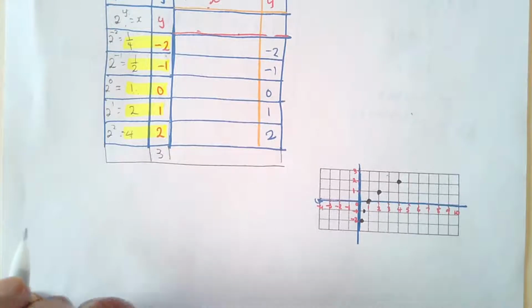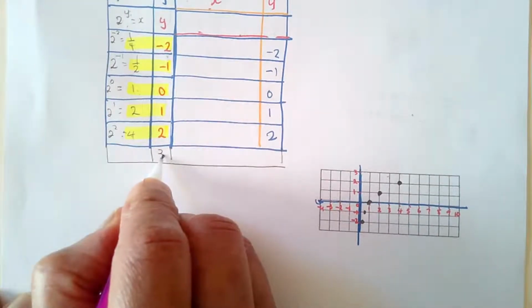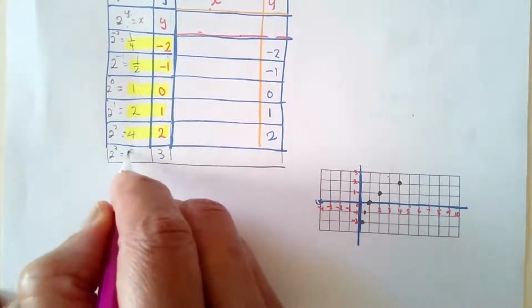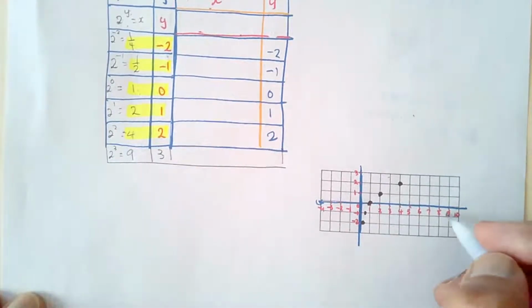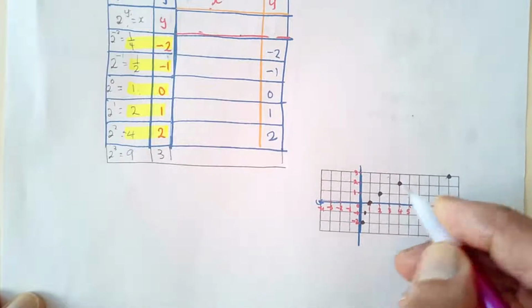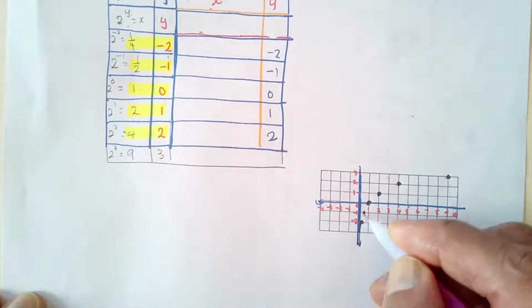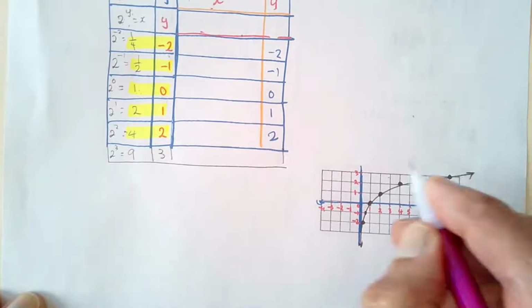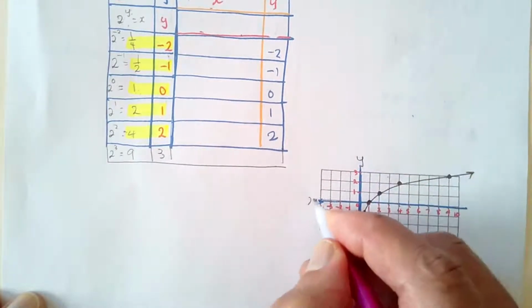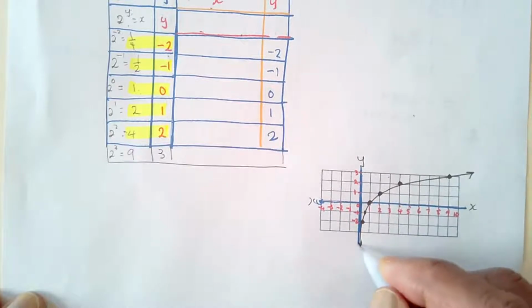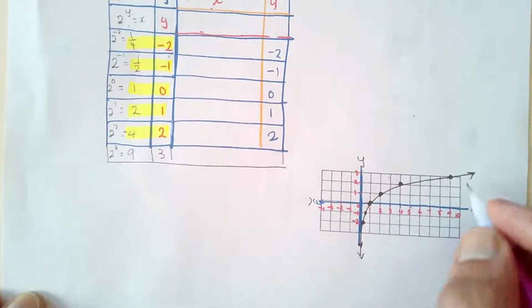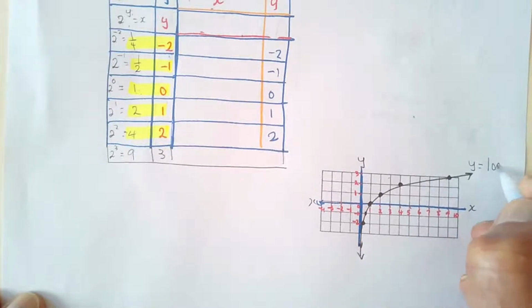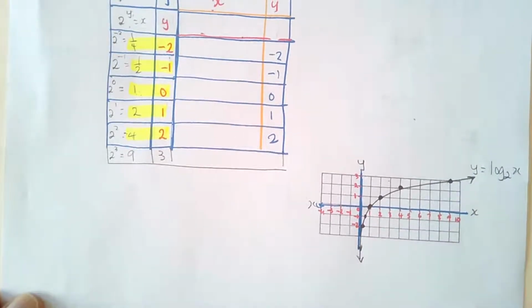And what do we get here? If y is 3, x would be what? 2 to the power of 3, which is 8. Oh yeah, we can put 8, 3 in there. So now we have our graph. But this is y, and this is x. So this is my graph, y is equal to log base 2 of x.